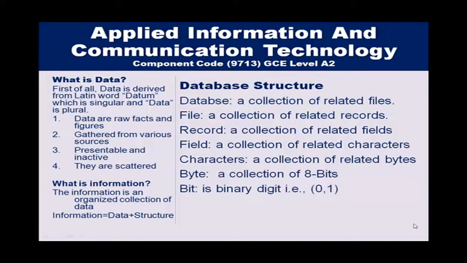Now moving on to what is information. Information is an organized collection of data, expressed as information equals data plus structure. If you keep this in mind, you can see that information can be formed by giving structure to the data, because data itself has no meaning. It is in a scattered form. When you put the items in field structures, it becomes information and gives you meaning too.